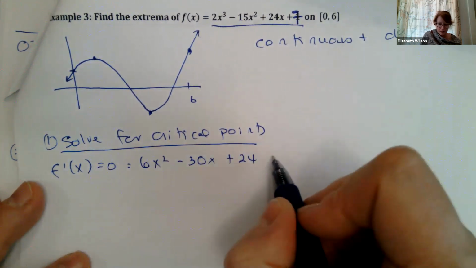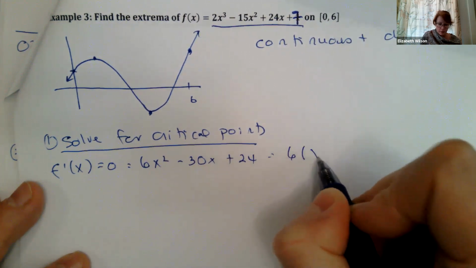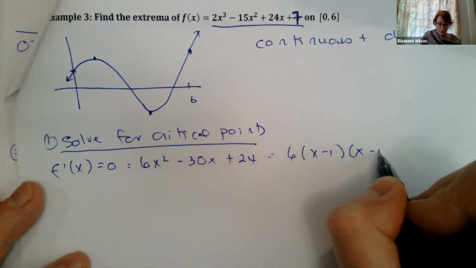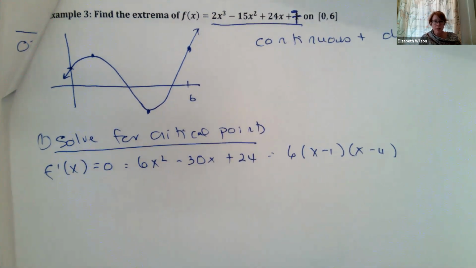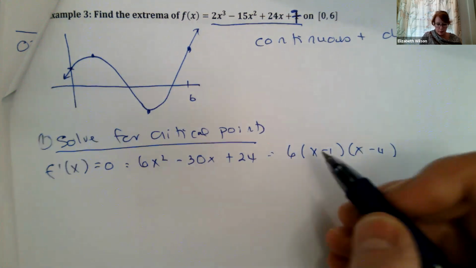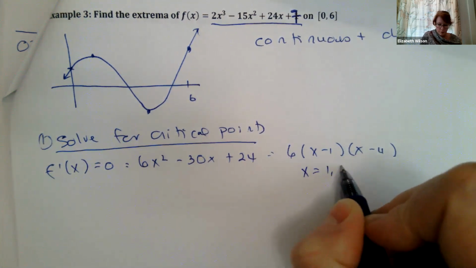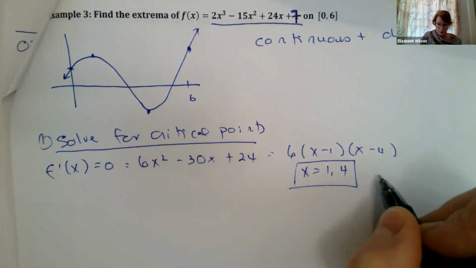Okay, I'm going to factor this out. So 6(x minus 1)(x minus 4). Like I said, I don't care how you solve for it. You can plug this into your calculator and get the x values. Maybe you just want to tell me by my calculator. I got this: x equals 1 and 4. These are our critical points.